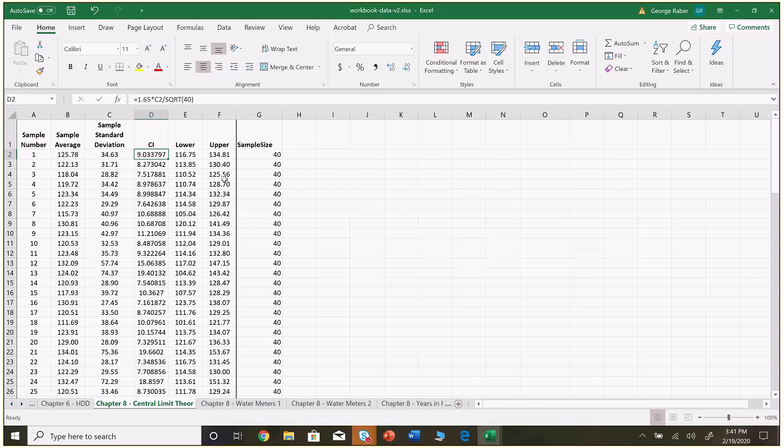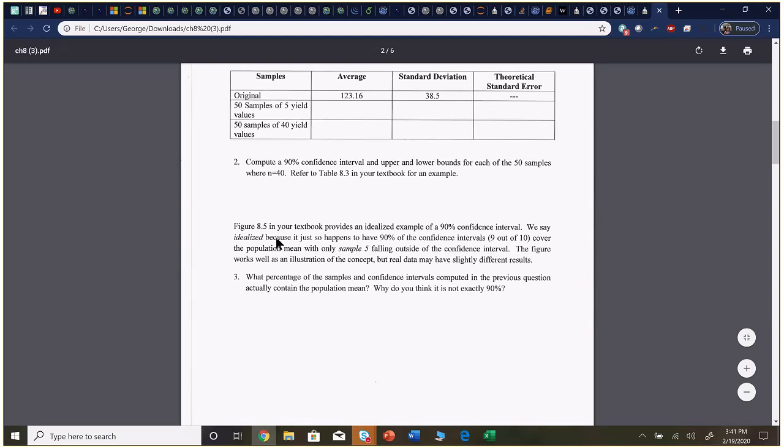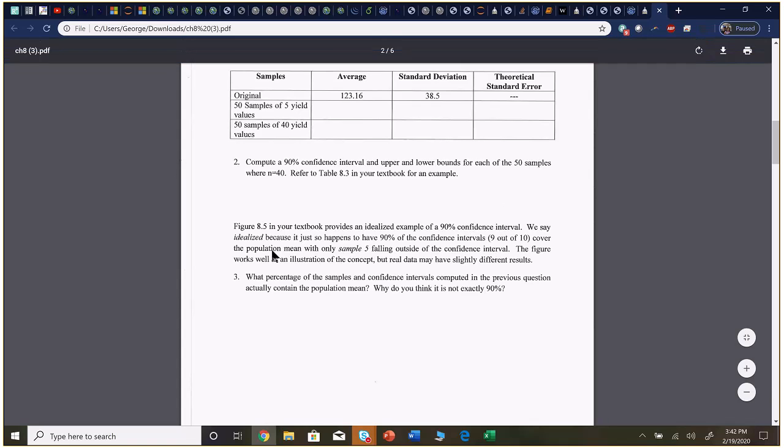It should happen 10% of the time. 10% of the time is once out of 10, or 10 times out of 100, but you only got 50. So how many times did it happen? It's probably going to be 0, once, or twice out of 50. We say it's idealized because it's supposed to happen 9 out of 10, since we used 0.90.